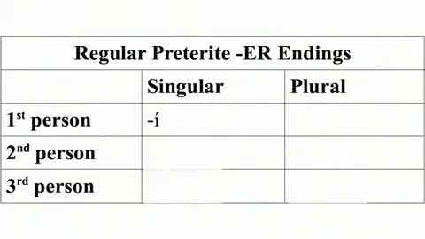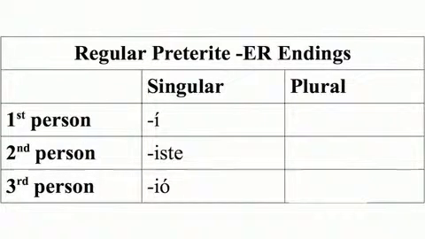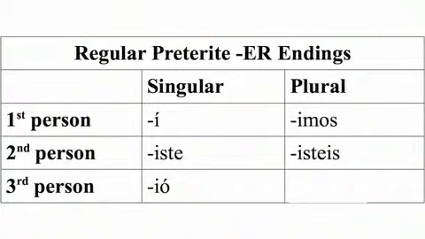So your endings are very similar to the AR endings that you just saw. Para yo, you'll use an I with an accent instead of an E. Para tú, you'll use iste instead of aste. Para él, ella, and usted, you'll have I and then an O with a tilde instead of just the O with the tilde. Para nosotros, you'll use imos, just like the first person plural ending for IR verbs in the present tense. For vosotros in España, you'll use isteis instead of asteis. Para ellos, ellas, and ustedes, you'll use ieron instead of aron.